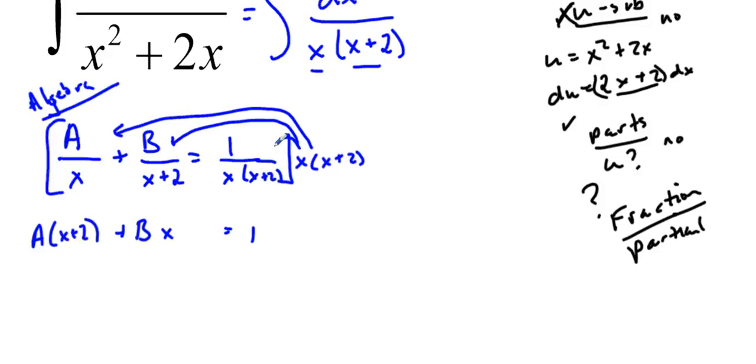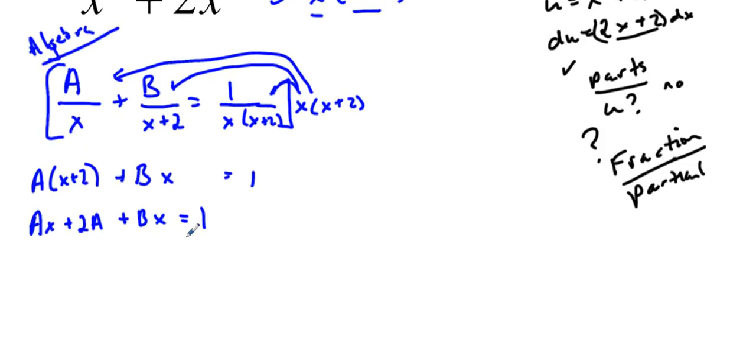And like you said, I multiply it here, and then you just have 1. Now, from this expression, I'm going to distribute, we have ax plus 2a, plus bx equals 1. From here, I'm actually going to do a little bit of comparing. I'm going to create a system. I'm going to group all my x's together, so I have ax plus bx.